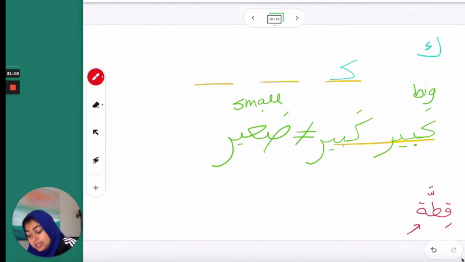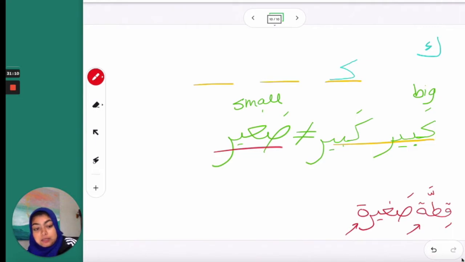And so if I want to say small, we have to put ta marbuta because it's feminine. قطة صغيرة. قطة meaning cat. So add that to your list. So صغير is an adjective, so of course when it's describing something that's feminine, it will also take the feminine.